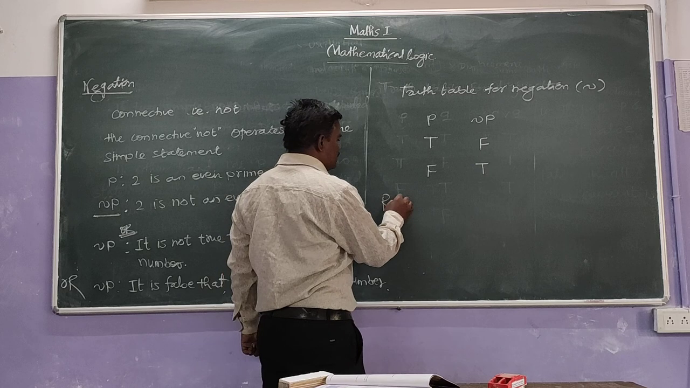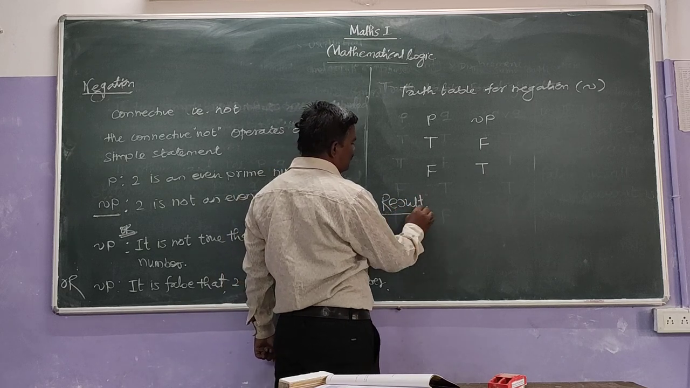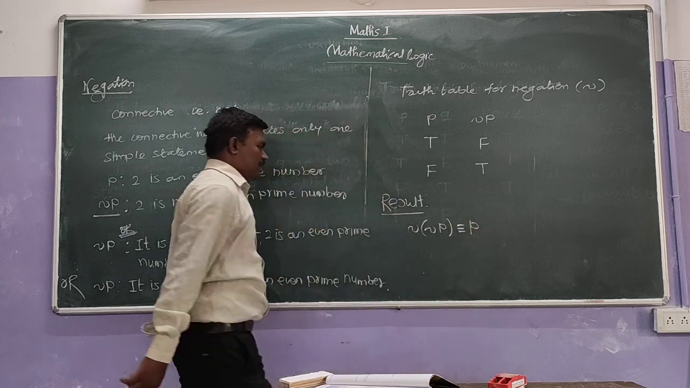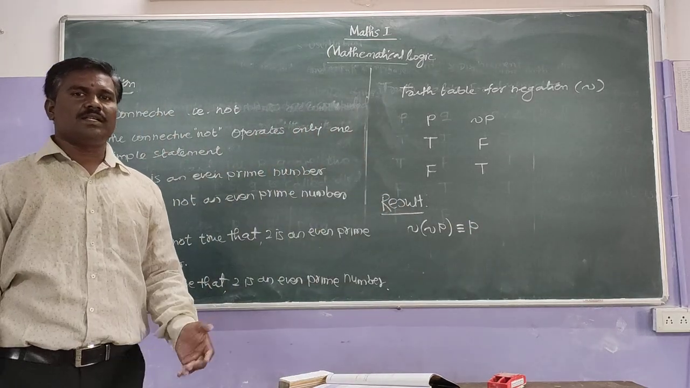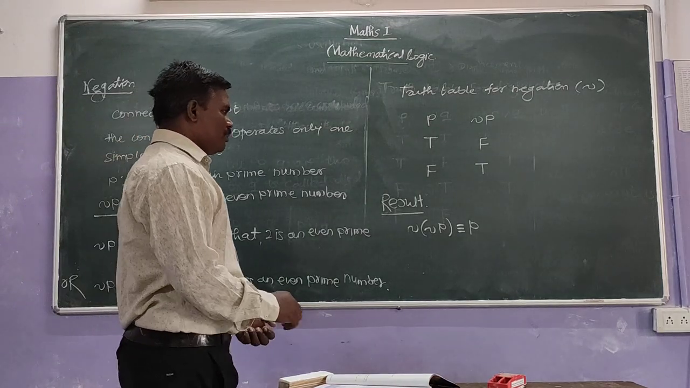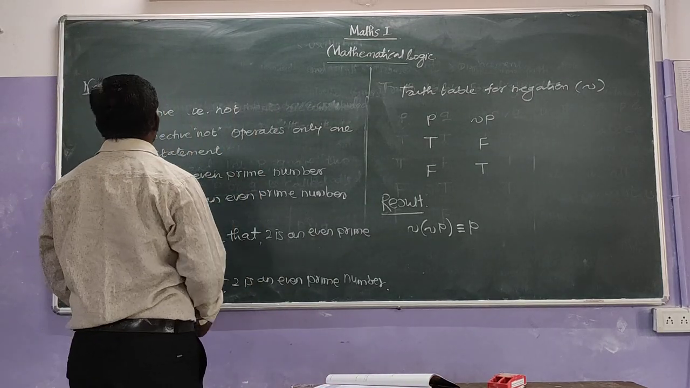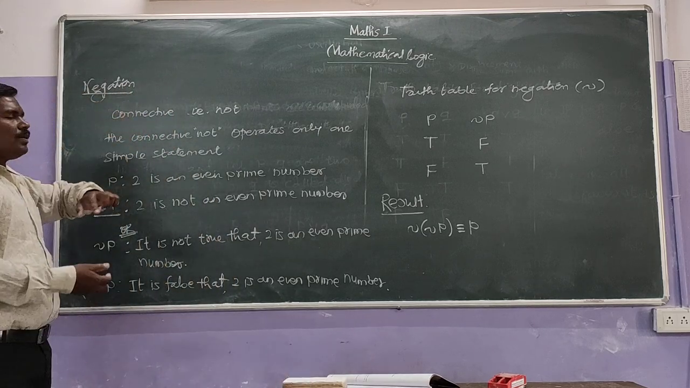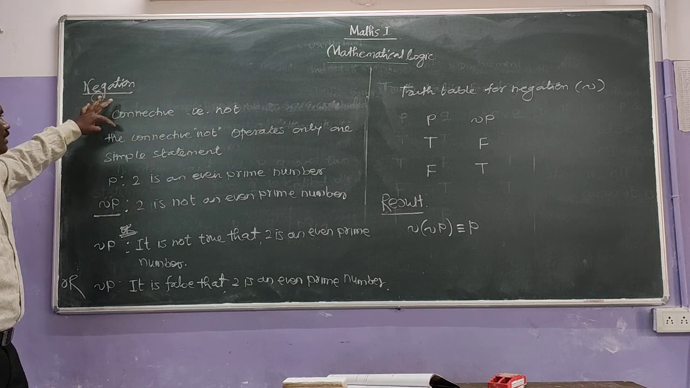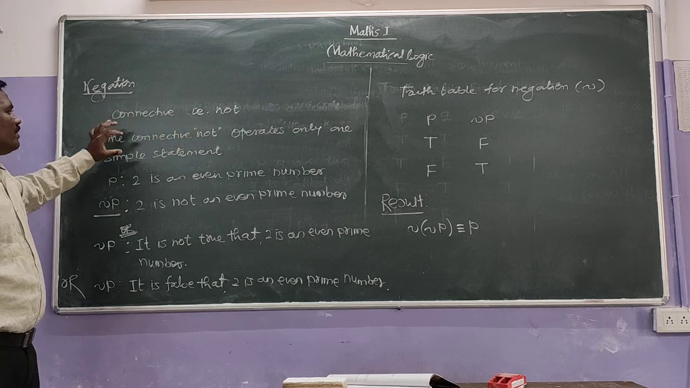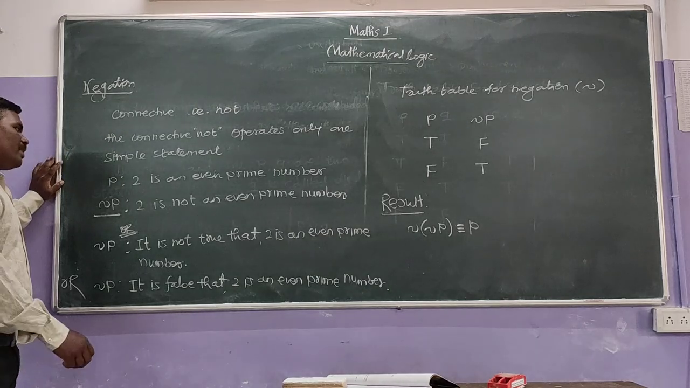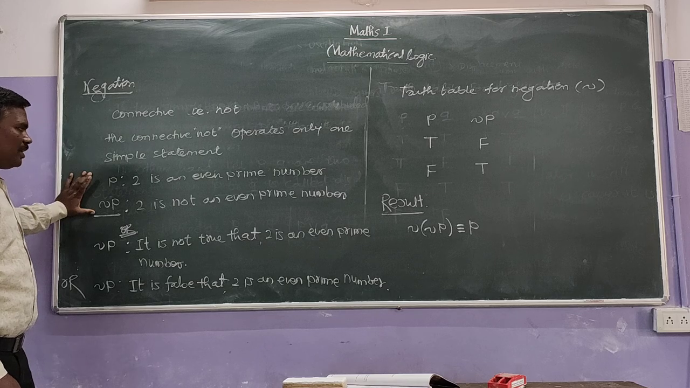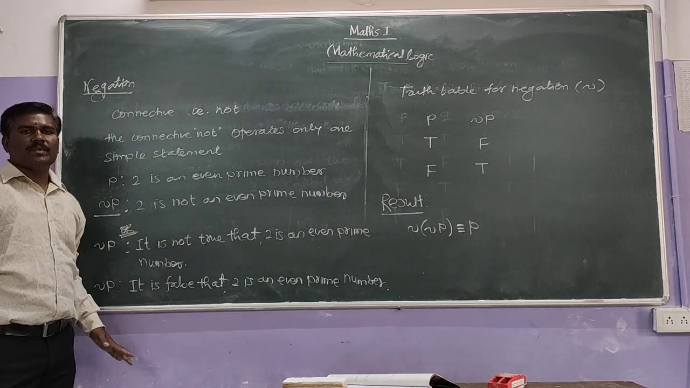One more result here: the negation of a negation of P is P itself. Therefore, negation is a connective; negation will be a connective when you use the word not. The connective not operates on only one simple statement. For example, P is: 2 is an even prime number, then its negation is: 2 is not an even prime number.